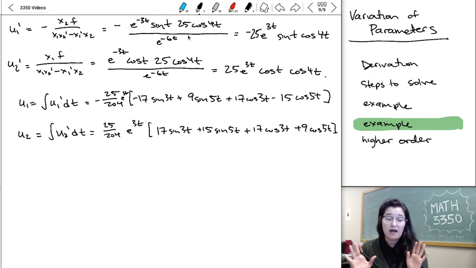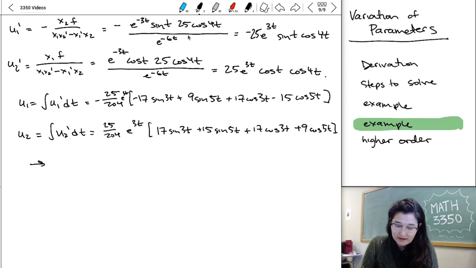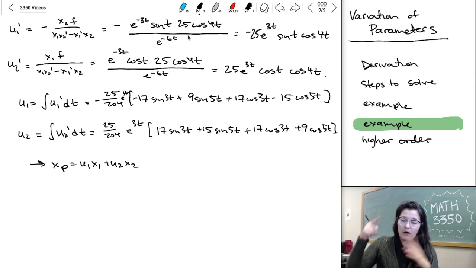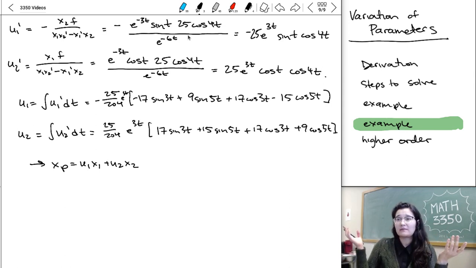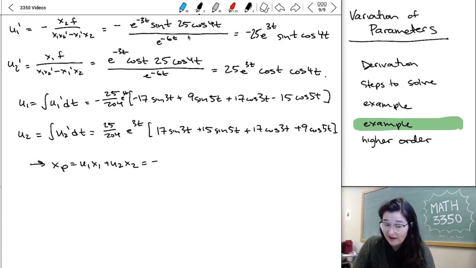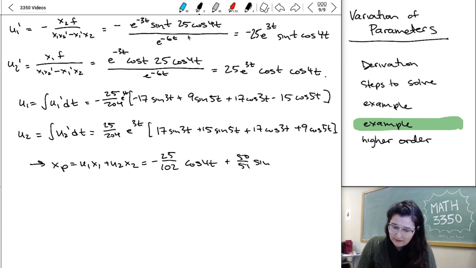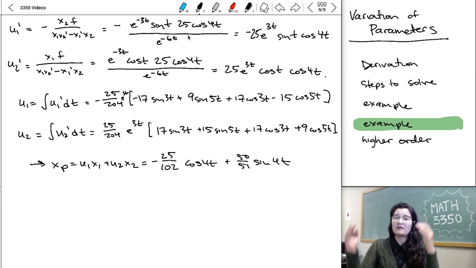But once we have what u1, u2 are, we can solve for the particular solution u1 x1 plus u2 x2. And all these terms have the same combinations of trig functions, so it actually ends up simplifying a little bit to 25 over 102 cosine 4t plus 50 over 51 sine 4t. Again, this number really shouldn't matter to you. I just want you to remember that these are the steps of the process we follow.